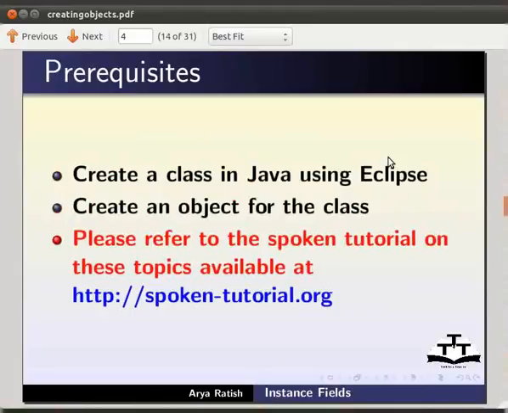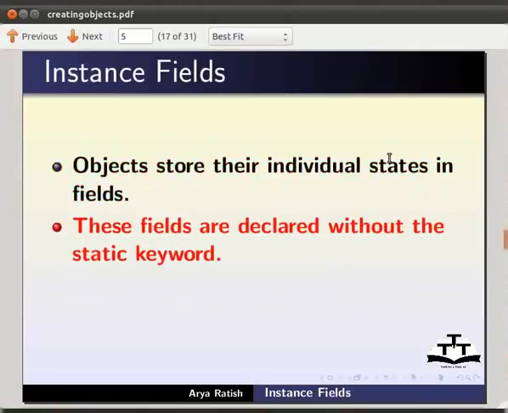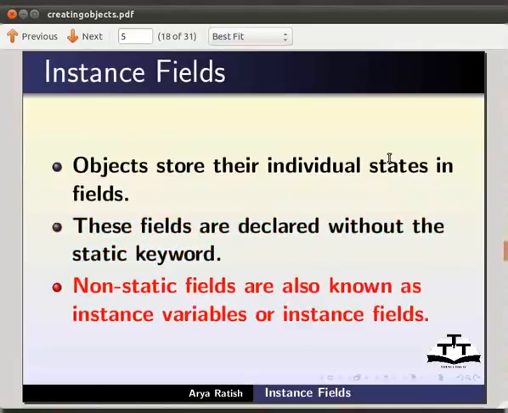We know that objects store their individual states in fields. These fields are declared without the static keyword. We will learn about static fields in the coming tutorials. Non-static fields are also known as instance variables or instance fields.